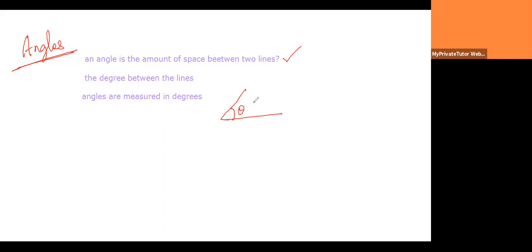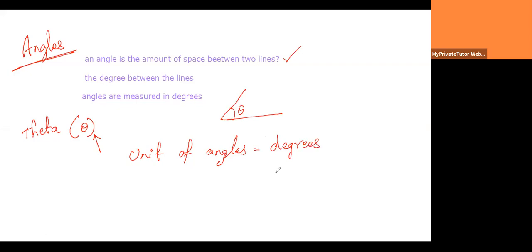We generally represent the angle using theta. The symbol for theta is this one. This is a representation of an angle. What is the unit of angle? We have two units, but we'll learn one now. The unit of angle is degrees.